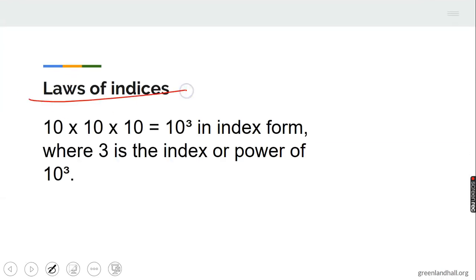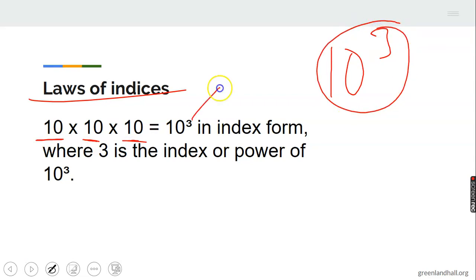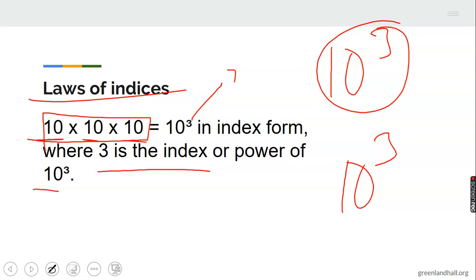Now, laws of indices. When you have 10 times 10 times 10 in 3 places, the answer will be given as 10 raised to power 3. That is, the number of 10s you multiply will determine the index power. This 3 is what we call the index, where 3 is the index or power of 10 raised to power 3. Now, you can see you have 10 multiplied in 3 places. The short form is what we call the index form.